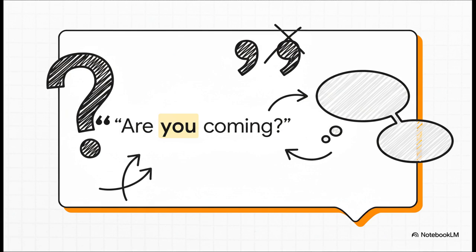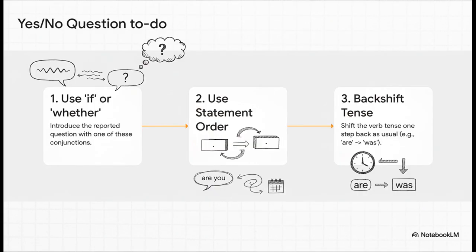Are you coming? Now, to report this, we need to do more than just drop the quotation marks. The whole sentence structure has to change. There's a really simple three-step recipe for this. First, you kick things off with if or whether. Second, and this is super important, you flip the word order from a question back to a normal statement.